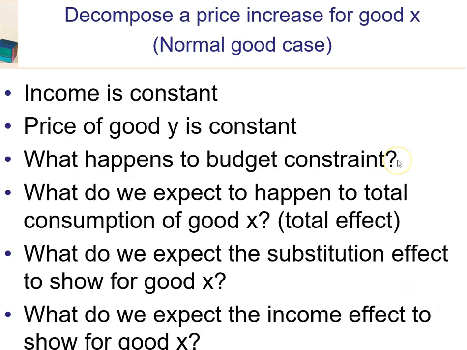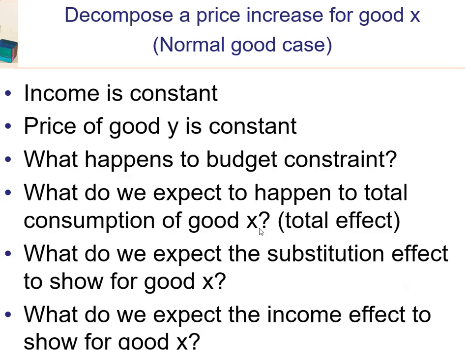What will happen to our budget constraint? Of course, graphing Y on the Y-axis, X on the horizontal axis. What happens to the budget constraint if the price of X goes up? The budget constraint, of course, gets a steeper slope. So what do we expect to happen to the total effect, our total consumption of good X, if we have increased the price of X? The total effect should show a reduction in good X.